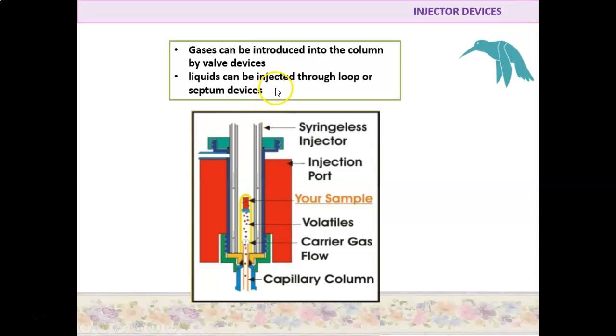Liquid can be injected through loop or septum devices. This one is the syringe injector, the injection port, and the red one is the sample. The volatile sample is spread inside the injection system containing the carrier gas flow, and this one is the capillary column.